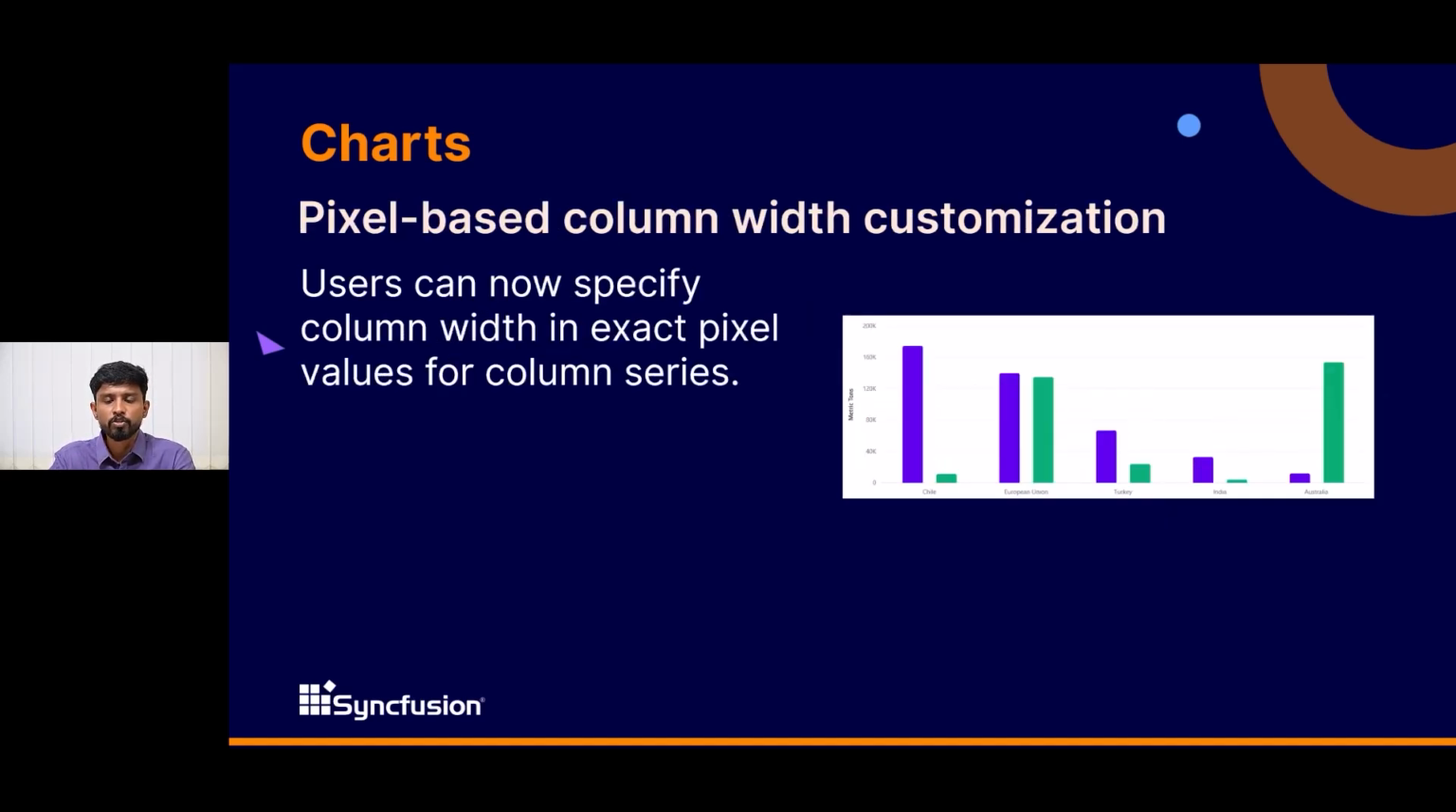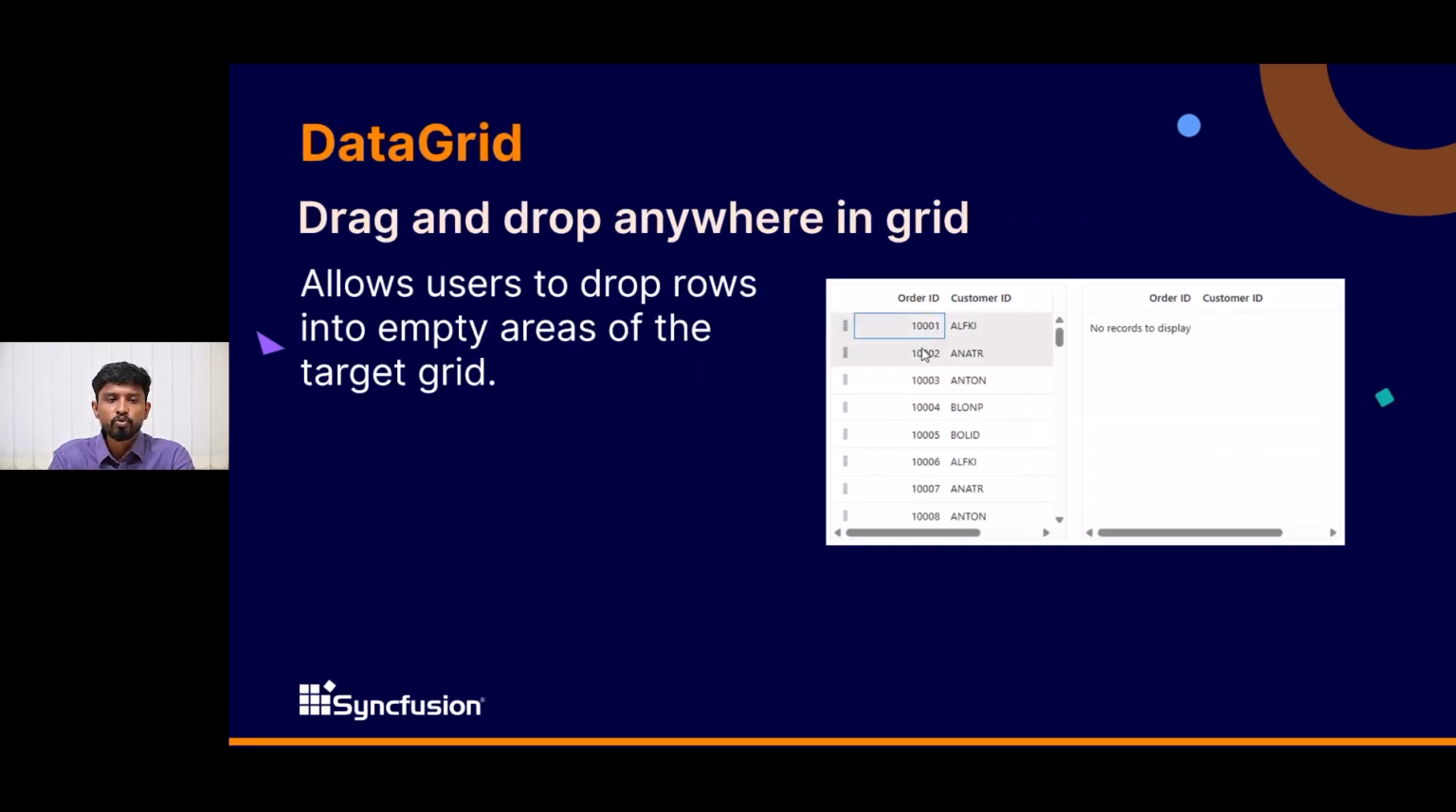Next, we have pixel-based column width customization. Users can now specify column width in exact pixel values for column series types in the Blazor chart component. This feature offers precise control over the appearance of chart columns. Okay, so that's it with the charts. Next, we'll move to data grid.